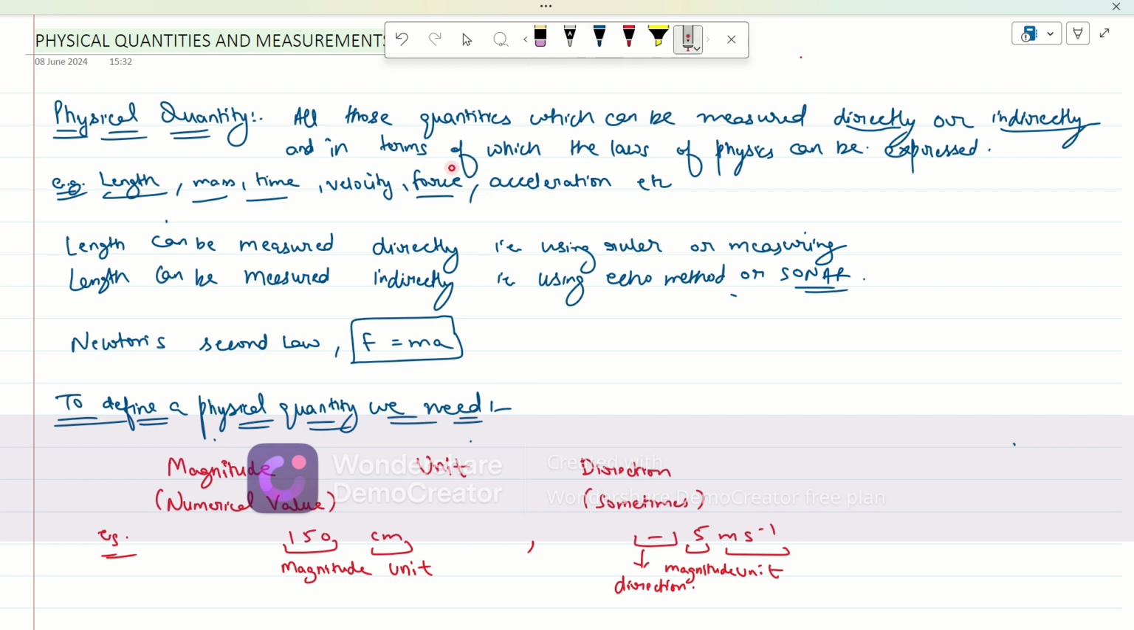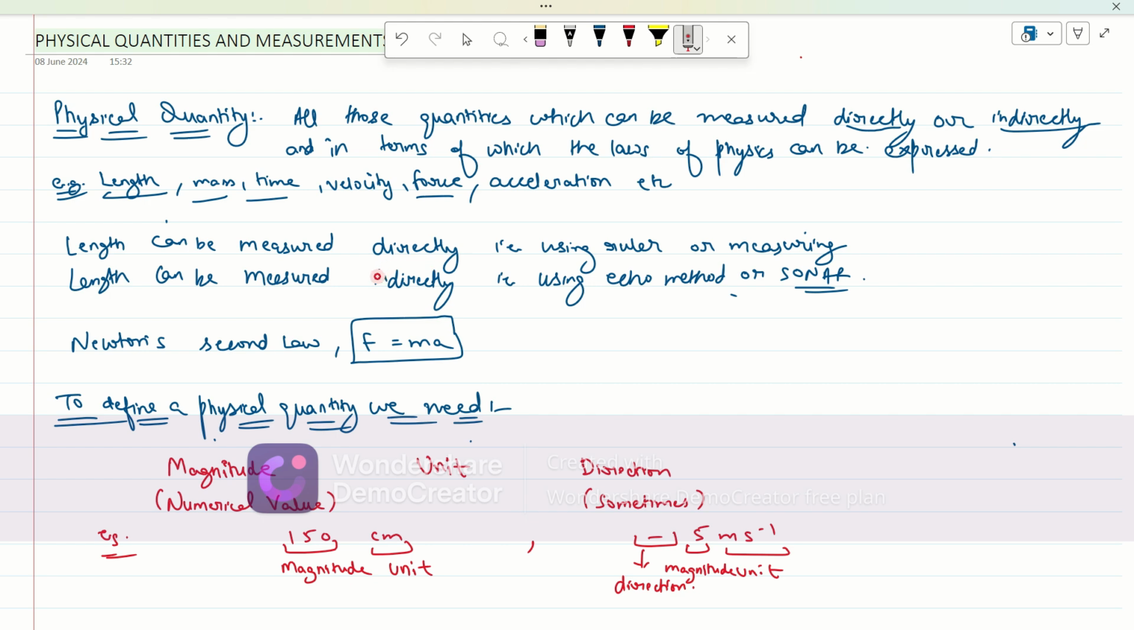Now, in terms of which the laws of physics can be expressed. Newton's second law states that force is equal to mass into acceleration. Now this is a law of physics, and we can express this law in terms of three physical quantities: force, mass and acceleration. So this is what a physical quantity is.